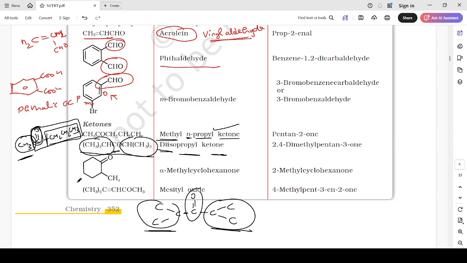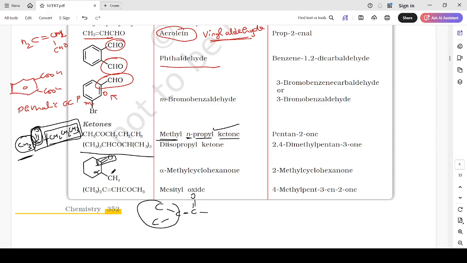Next one. Now it is a cyclohexanone. To this carbonyl, which is alpha? This is alpha. At the alpha, what do you have? Methyl. Alpha methyl cyclohexanone.